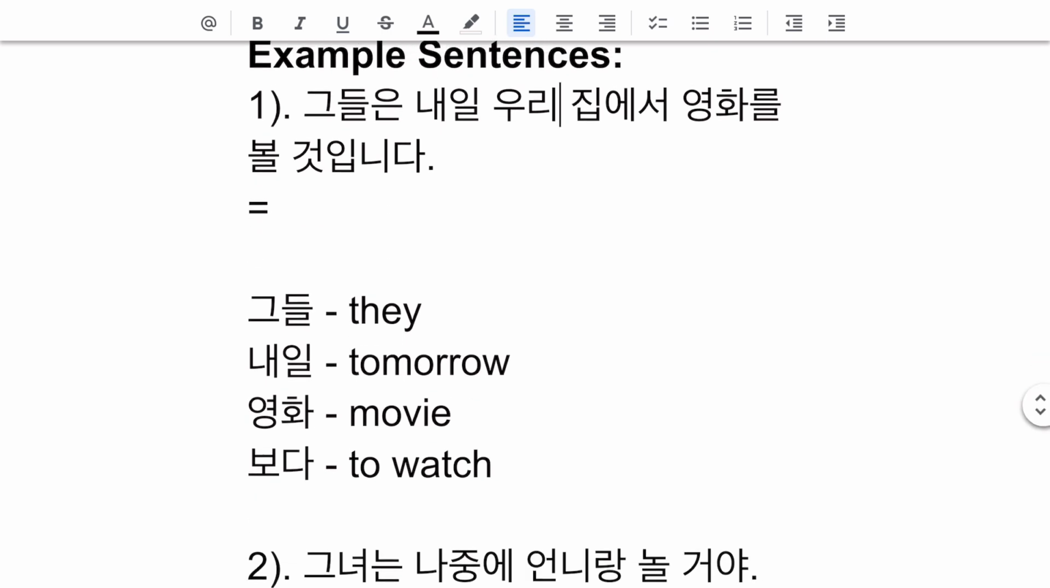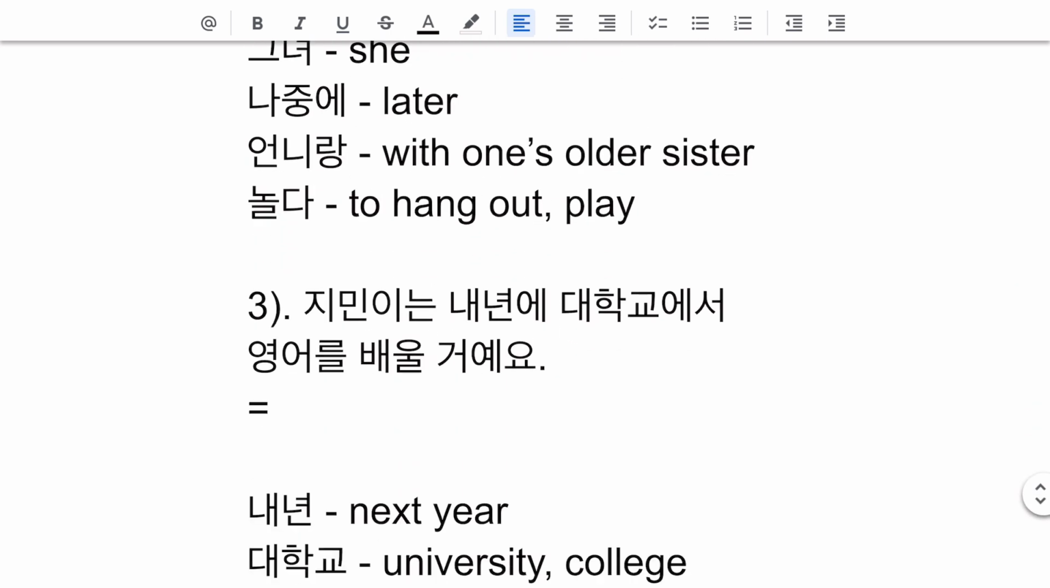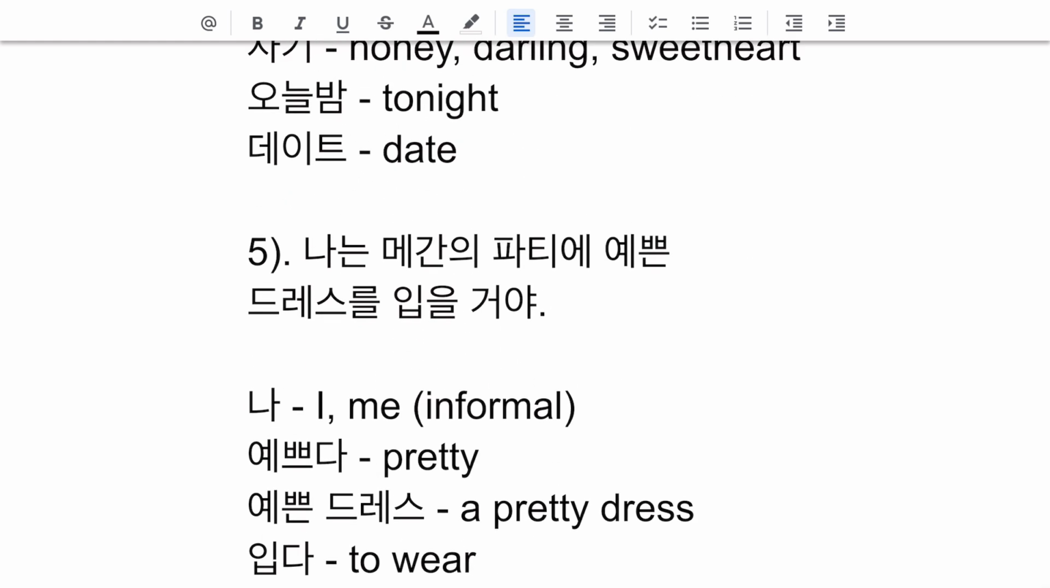But yes, so we left the particle off here. Sometimes it gets left off. We could easily say Megan party, and that would be fine too. If you're speaking out loud, that would be fine too. But Megan의 party, I just want to let you know in case you see that particle and you know what it means and how it's used.